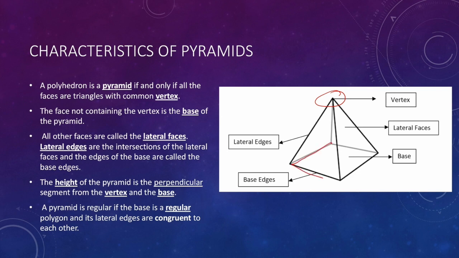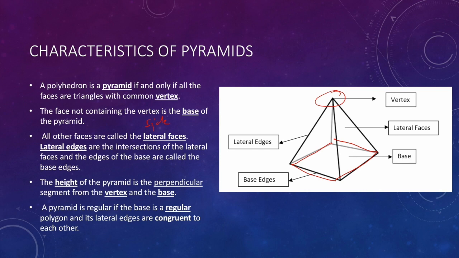For this one, we have a base that is a rectangle or a square. The other type of pyramid that we'll deal with in 7th grade is a triangular pyramid. The other faces that are not the base, so what's attached to the base and folding up to make the vertex, are all going to be triangles, and we call those lateral faces. Remember that the word lateral means side. Lateral edges are basically where they come together, but we really don't deal with those in the 7th grade.